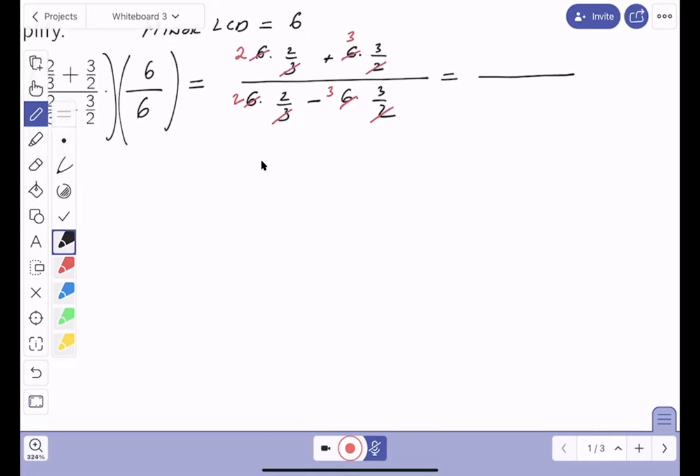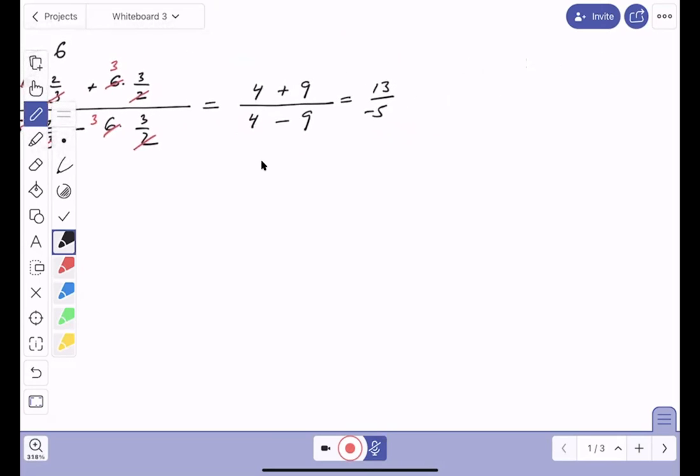And what would you get there? You would get 4 plus 9. On the bottom, you get 4 minus 9. This would give me 13. And 4 minus 9 gives me minus 5. All right, that shouldn't be written that way because we want the bottom number to be positive. So we either put the minus sign on the level of the fraction bar or on the numerator.